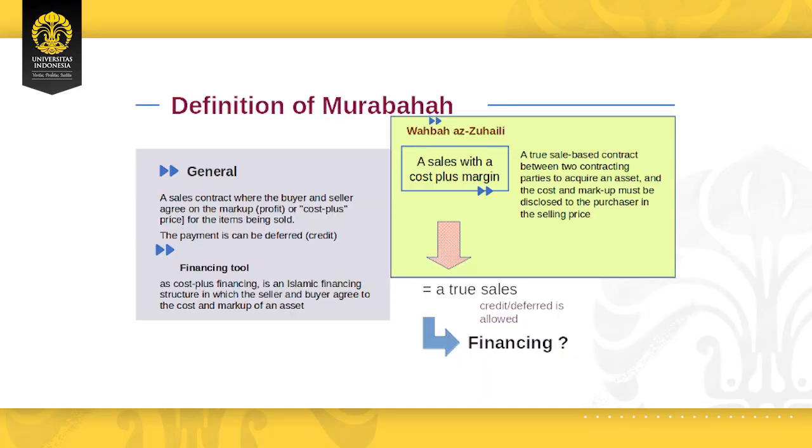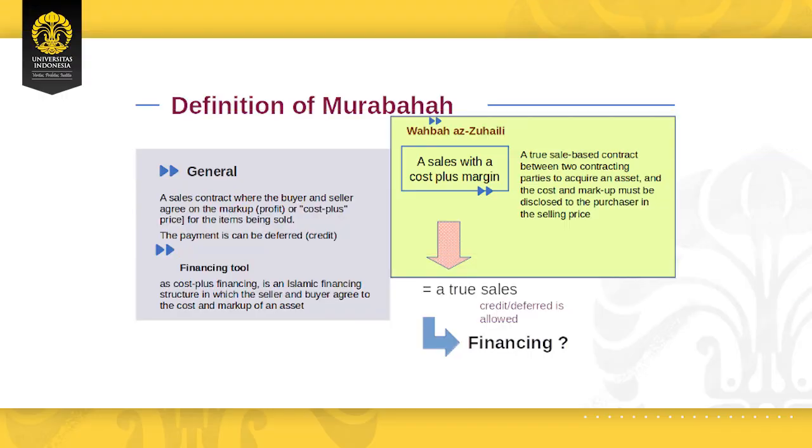Wahbah Zuhaili, one of the famous scholars in Islamic fiqh of Muamalah, defines Murabahah as a sales with a cost plus margin, while AAOIFI, an international standard setter for Islamic financial institutions, defines Murabahah as a true sales-based contract between two contracting parties to acquire an asset, and the cost and markup must be disclosed to the purchaser in the selling price.